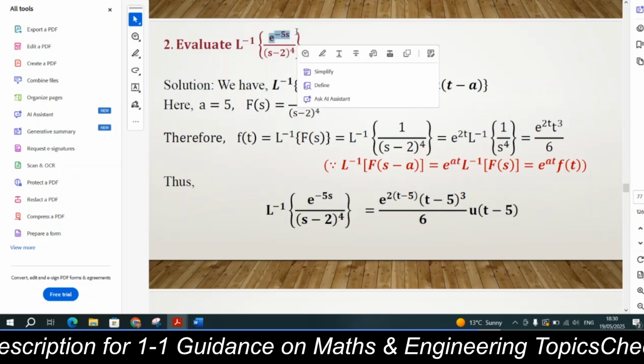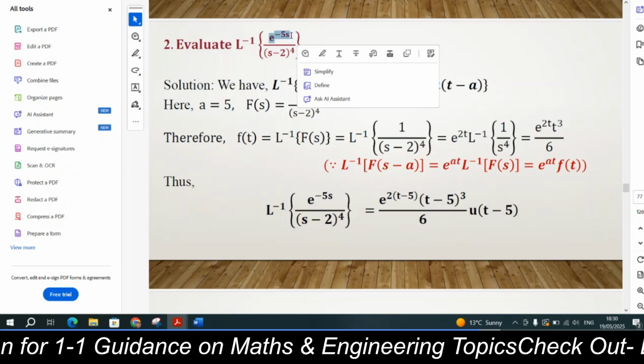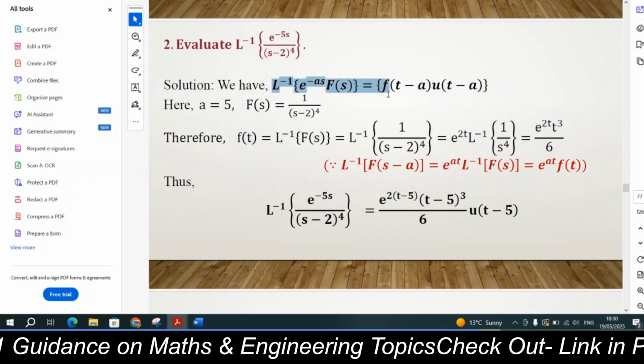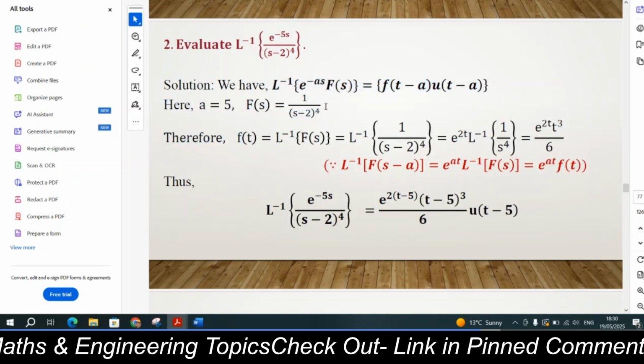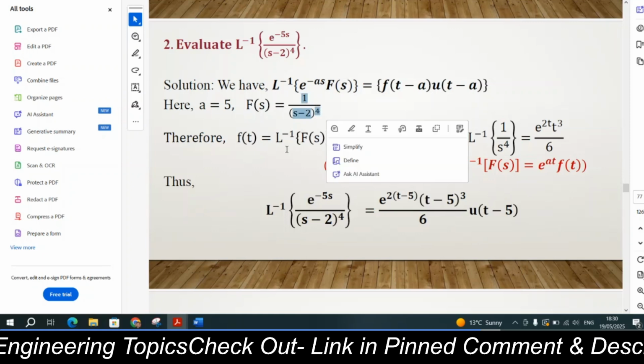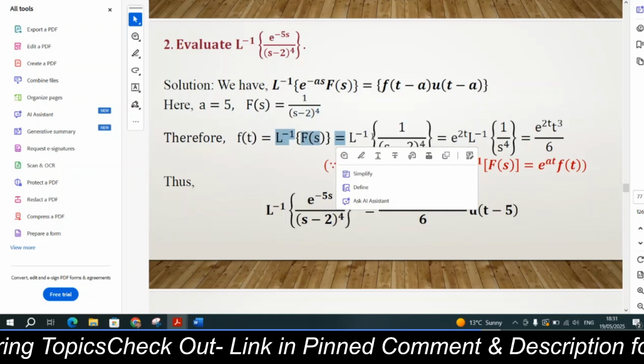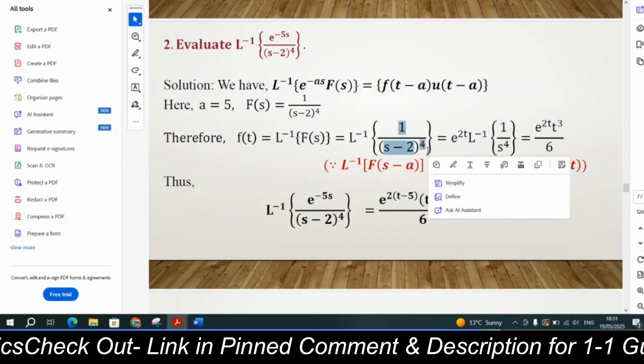So you have to decide which shifting to be done first. Obviously, your first step will be to do the second shifting, the Heaviside shifting, because you need to remove this first before you can apply any Laplace transforms.